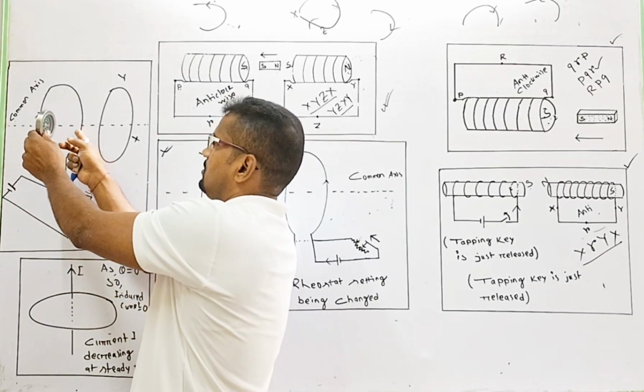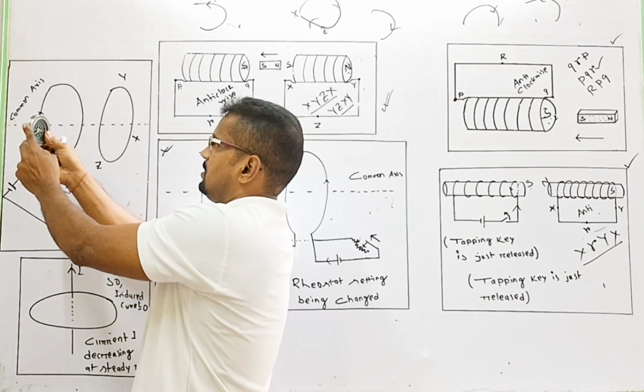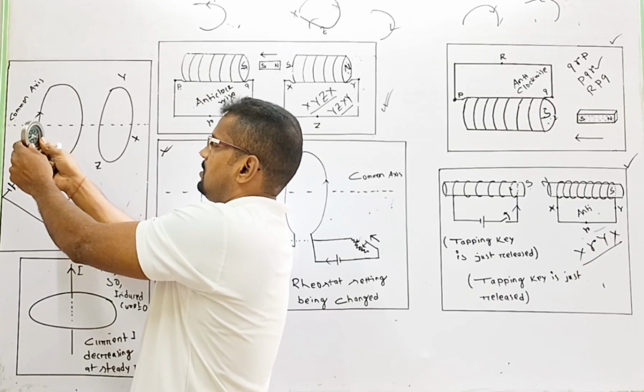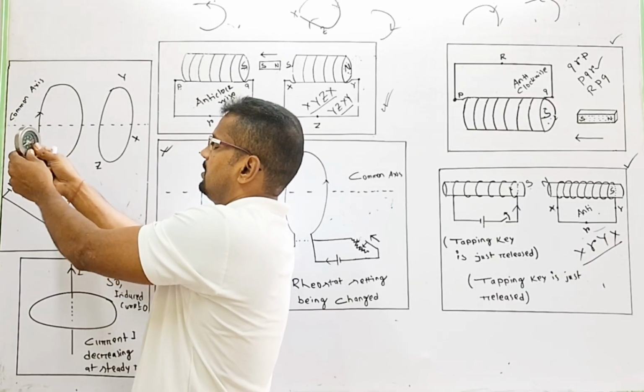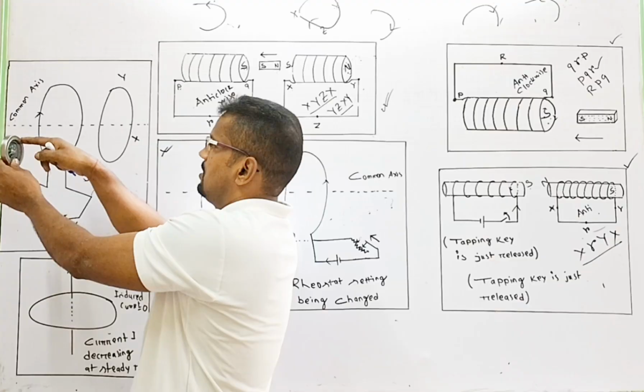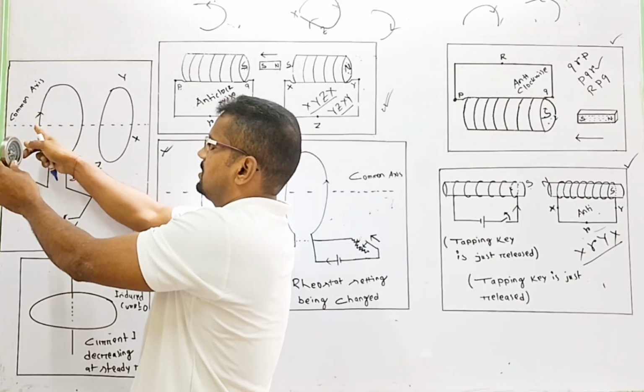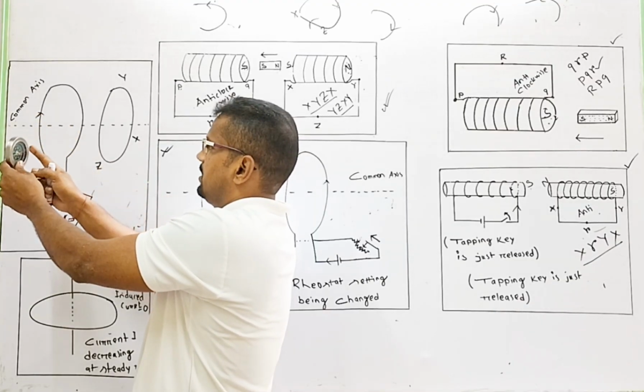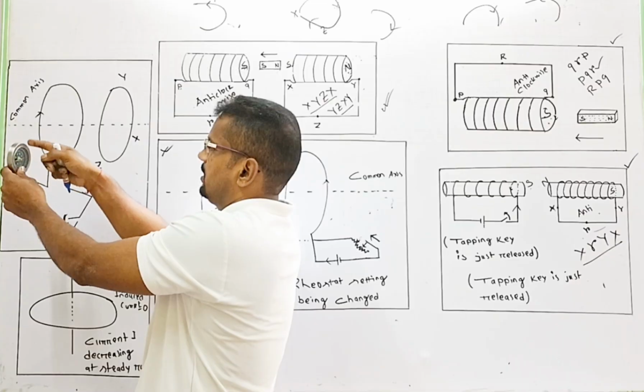So what is this direction? And if you keep it, this is your outer side, this is your outer side. So current flows like this way, and this side is your inside, it is here. So current flows like this way.